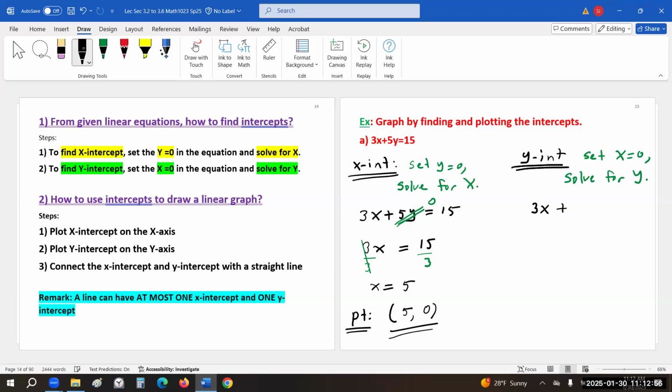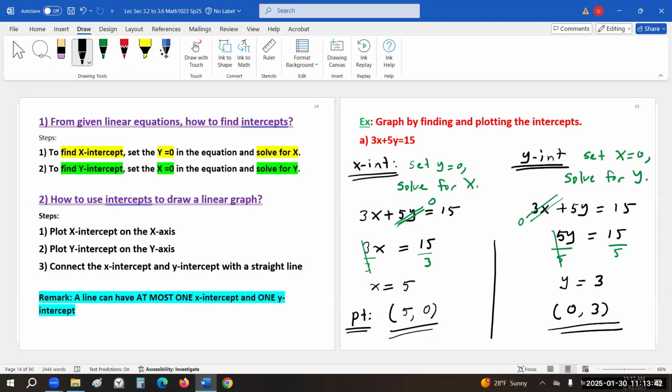So 3x plus 5y is 15 given to us. When you set x to be 0, this entire x term turns into 0. Now what do we have on the left side? 5y equals 15. To solve for y, divide by 5. So now y is how much? 3. And the point? 0, 3. So this time our x is 0 and we have a y value.